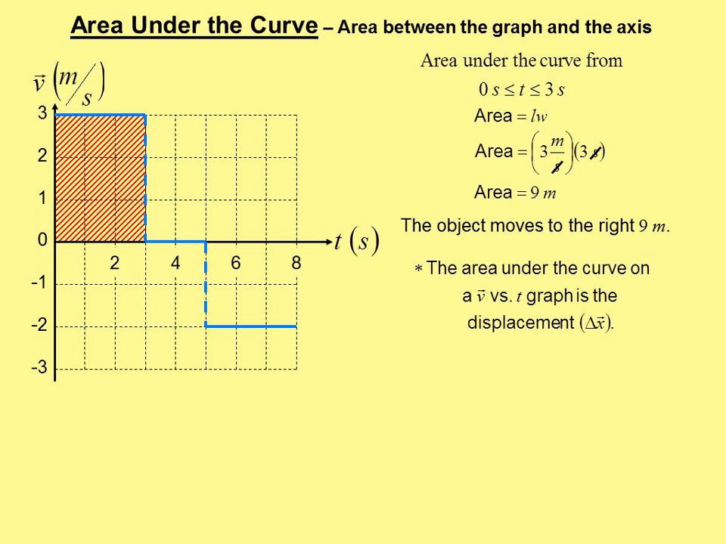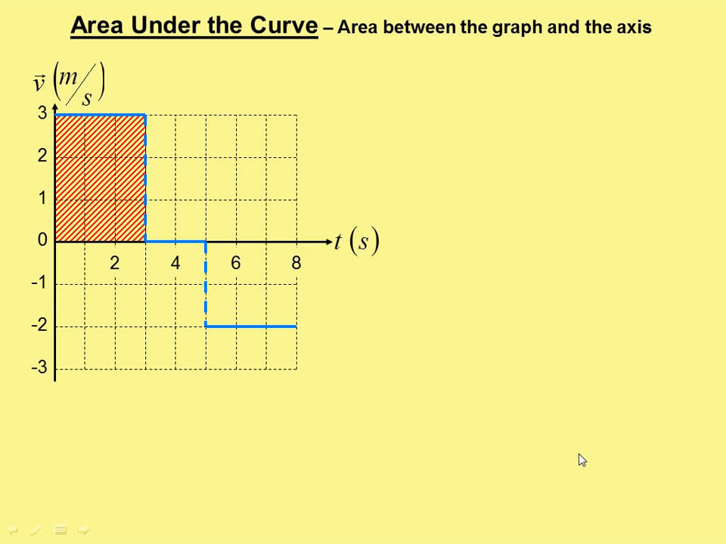So displacement is delta x, remember, with an arrow because it's a vector. Let's look at the area under the curve from 3 to 5 seconds. Well, notice what's the velocity? 0, right? We're right on the time axis. And if something isn't moving, it can't change its position. So there is no area between that graph and the axis. So our displacement there is simply 0 meters.